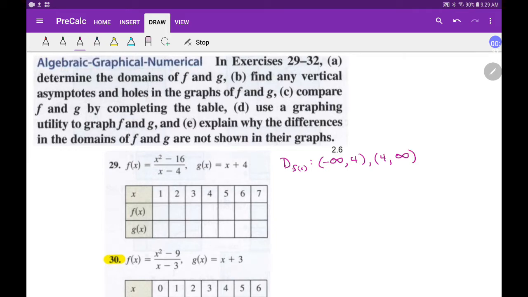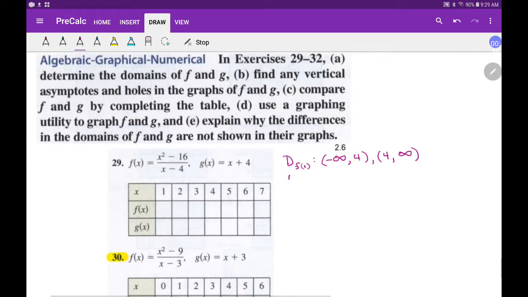We could do this different ways, but there's one way. And then the domain for g of x would be anything you want. All real numbers. Another way of saying that might be just like that. Okay, so find any vertical asymptotes.